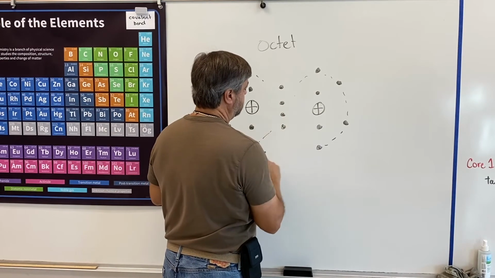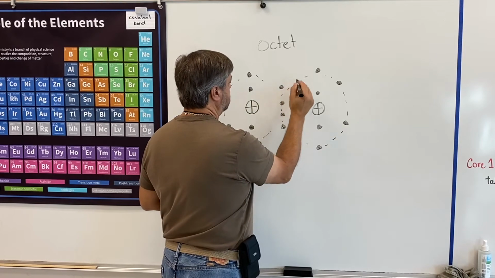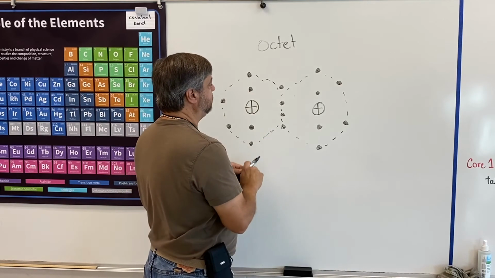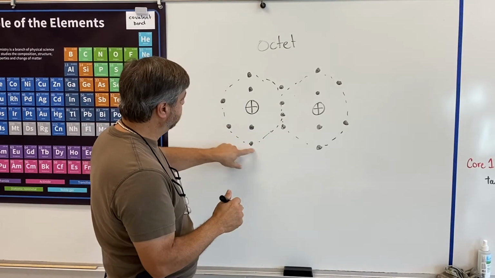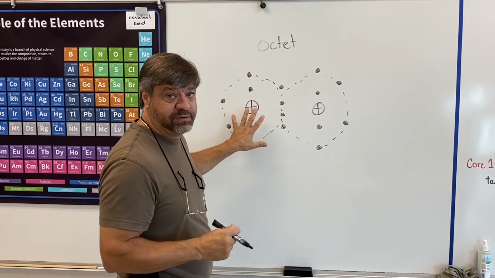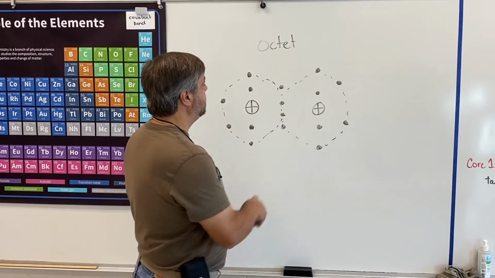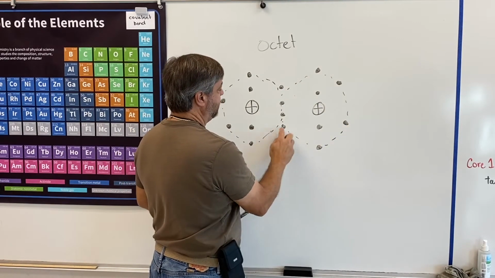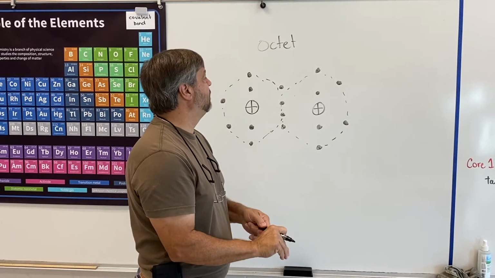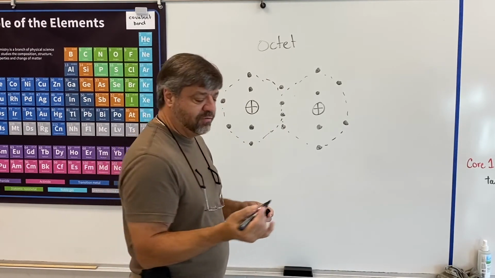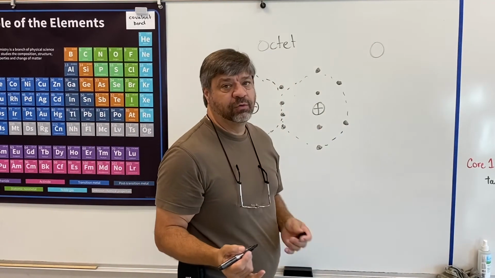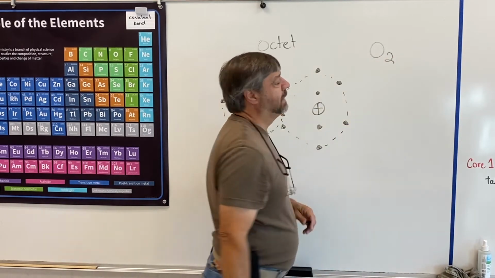is that now you have these shared electrons. So here's my 1, 2, 3, 4, 5, 6, 7, 8 electrons for this one. So that's filled. It has its octet in its valence. And over here we have 1, 2, 3, 4, 5, 6, 7, 8. So they're both filled. So that's why oxygen atoms tend to travel in pairs too. In nature, you don't find a single oxygen atom floating around. You will find oxygen as O2.